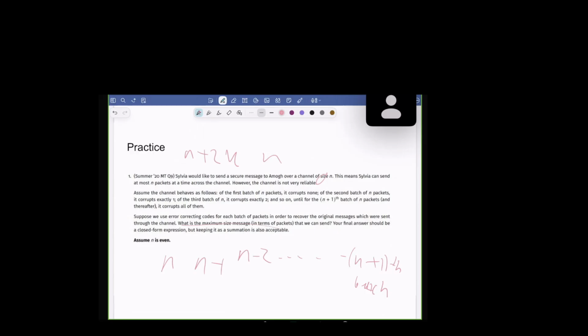So we know when we run it the first time, none were corrupted. And we create all of them just fine. But what happens in the second round? Because we cannot send all n plus 2k, right? We have a limited n channel. And we know 1 is corrupted, so how do we handle this? Do you have any suggestions?